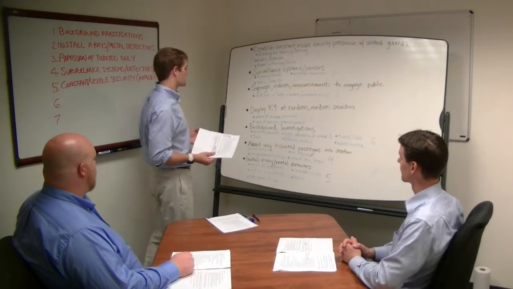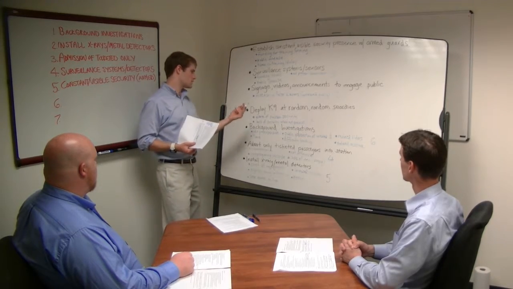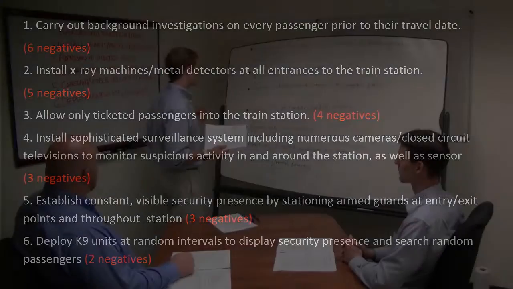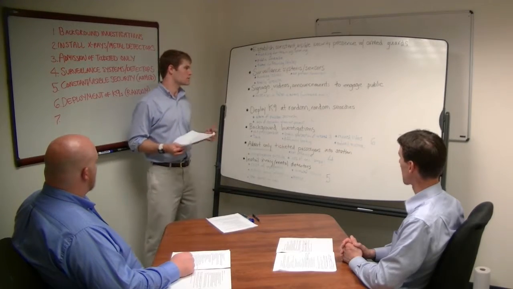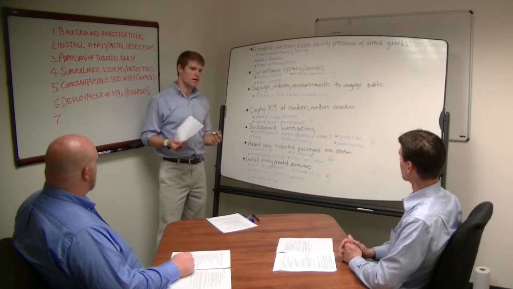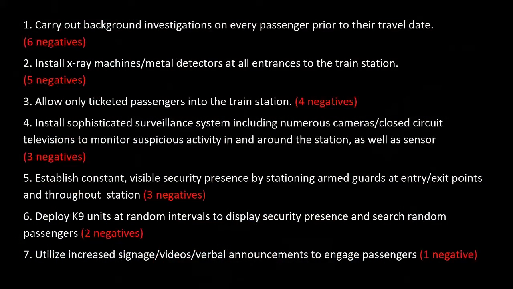Okay, so moving on, we have just 2 left. The next one is the deployment of canines in random searches, which we identified having 2 negative aspects. Do we agree that can go next? Yep. All right, and the last solution left that we haven't ranked is the use of signage, videos, and announcements to actively engage the public in detecting suspicious activity. So we only identified one negative aspect for this, so that will go at the bottom of our list.